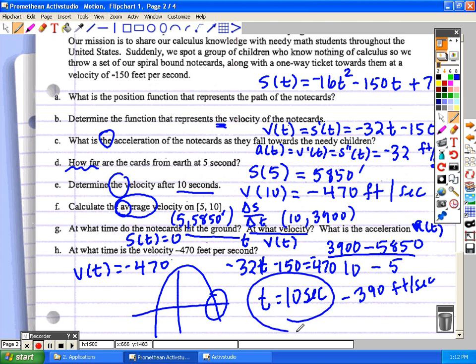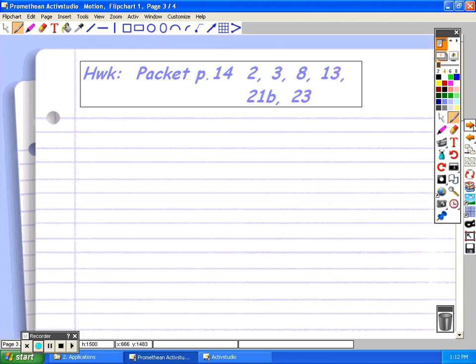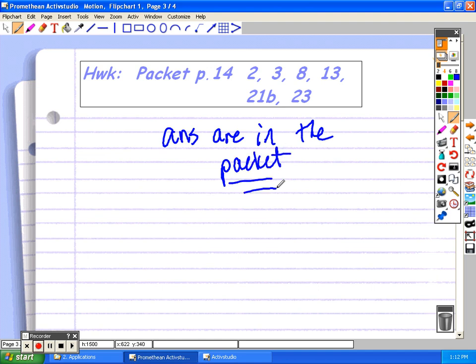Okay, now hopefully what you find from this video is that this is very easy. If you're having trouble, look at your notes, do whatever you need to do, but your assignment is in the packet, page 14, problems 2, 3, 8, 13, 21b, and 23, and the answers are in the packet. This is also on Edline, so I expect you to come in on Monday ready to rock and roll and having understood all these problems, or come in with your questions.